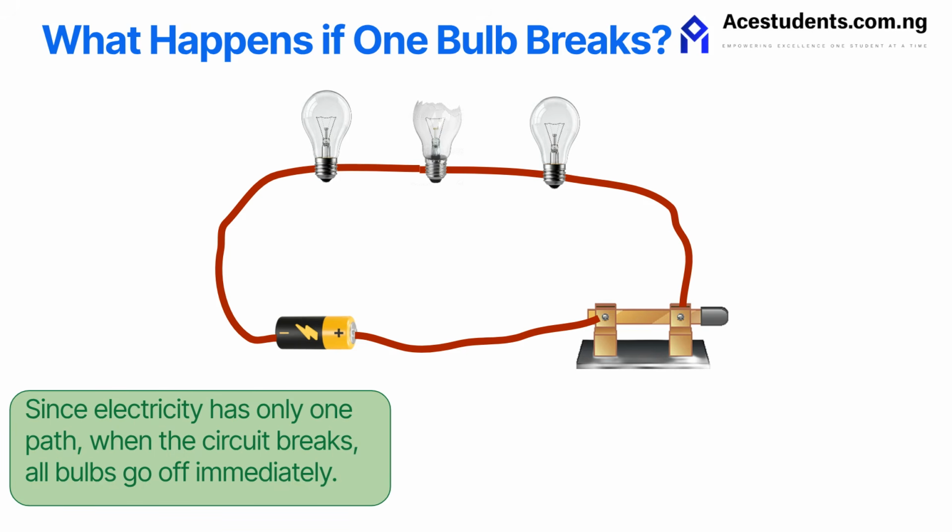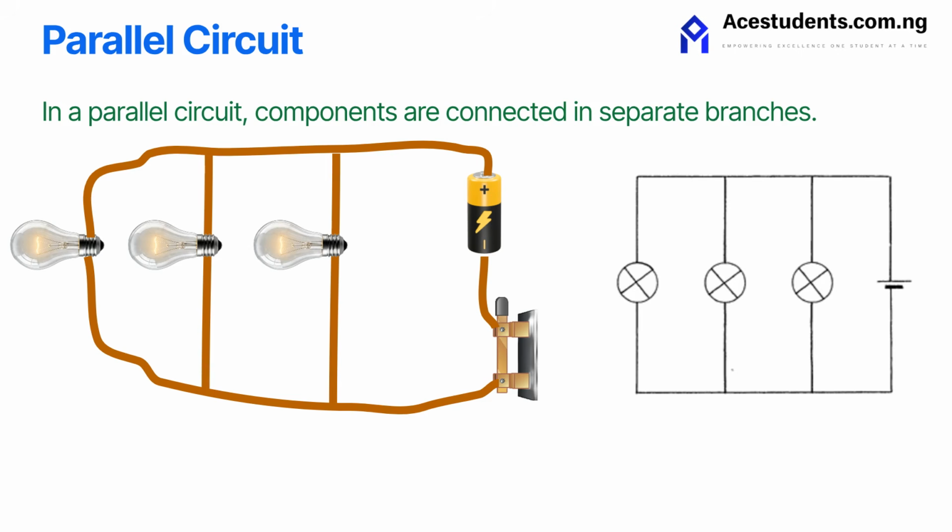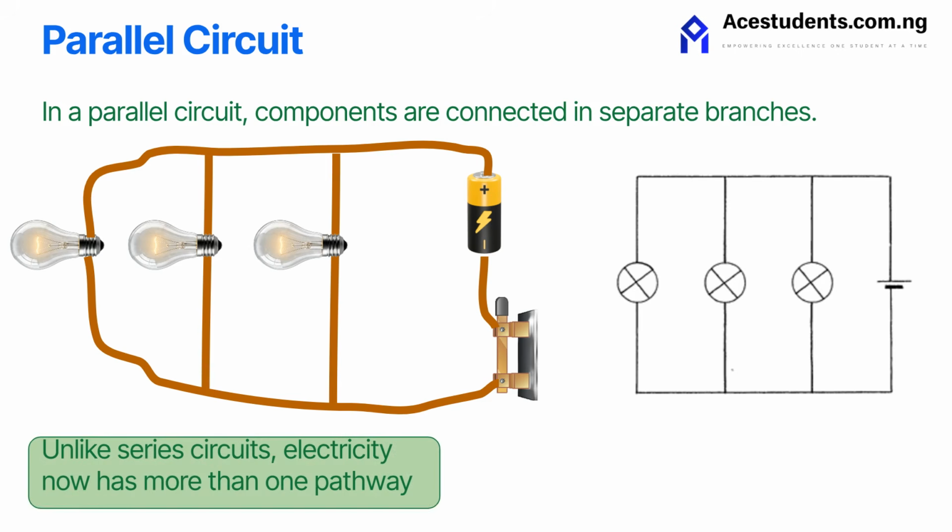Now we move to parallel circuit. In a parallel circuit, components are connected in separate branches. Unlike series circuits, electricity here has more than one pathway to take. In a parallel circuit, components share the same nodes on each side, have identical voltage across them, and the current divides through components before recombining.